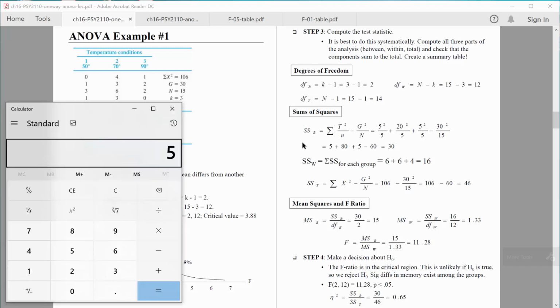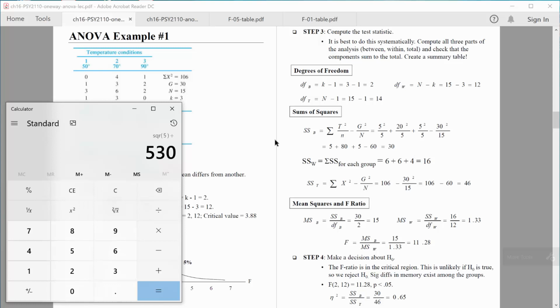So I'm going to take 5, and I'm going to square it. I do have a square key. 5 squared divided by 5 equals. All right, so that first fraction reduces down to 5. Let's look at that second fraction. Now we need 20. Let's go ahead and square it and divide that by 5. That equals 80. Next fraction, we're going to take 5. We need to square it. We're going to divide that by 5. That equals 5.